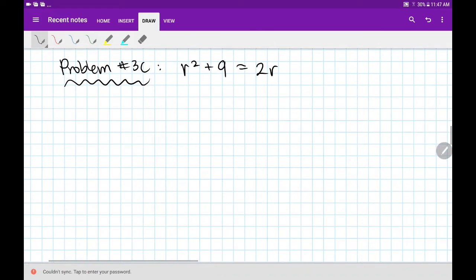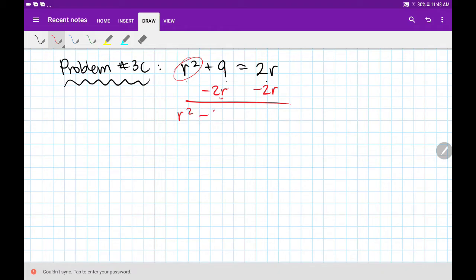Let's do the last problem. I have r squared plus 9 equals 2r. Okay, now this is different from both of the previous problems because I've got 3 terms, but we'll always start the same exact way. I'm going to get all my terms to the same side. So let's minus the 2r here, minus the 2r here, and I want this guy to be positioned in the middle. So I'm going from r squared to r to my constant. So I'm going to rewrite it, r squared minus 2r plus 9 equal to 0.